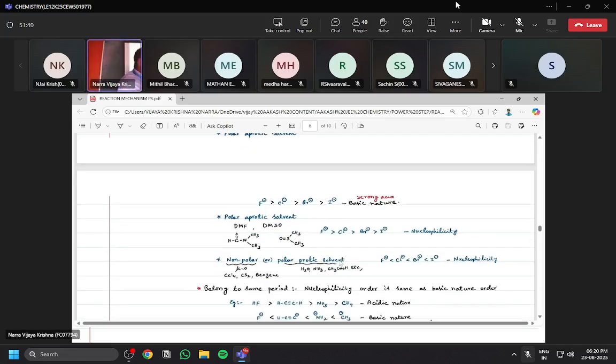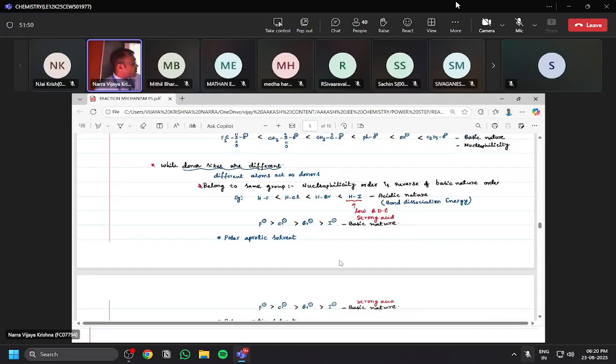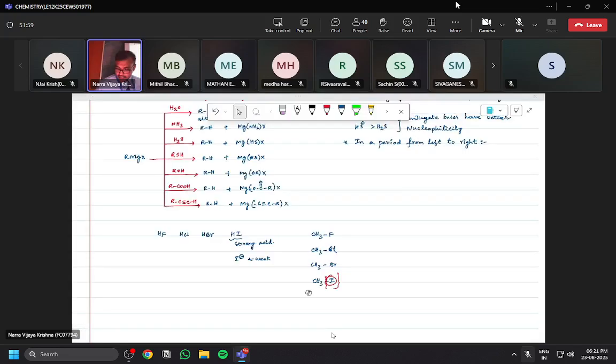HA is a strong acid, therefore its conjugate base is weak. So I minus is weak, so it is a weak base. Therefore, what about nucleophilicity? Reverse. The nucleophilicity order is the reverse of the basic nature order.